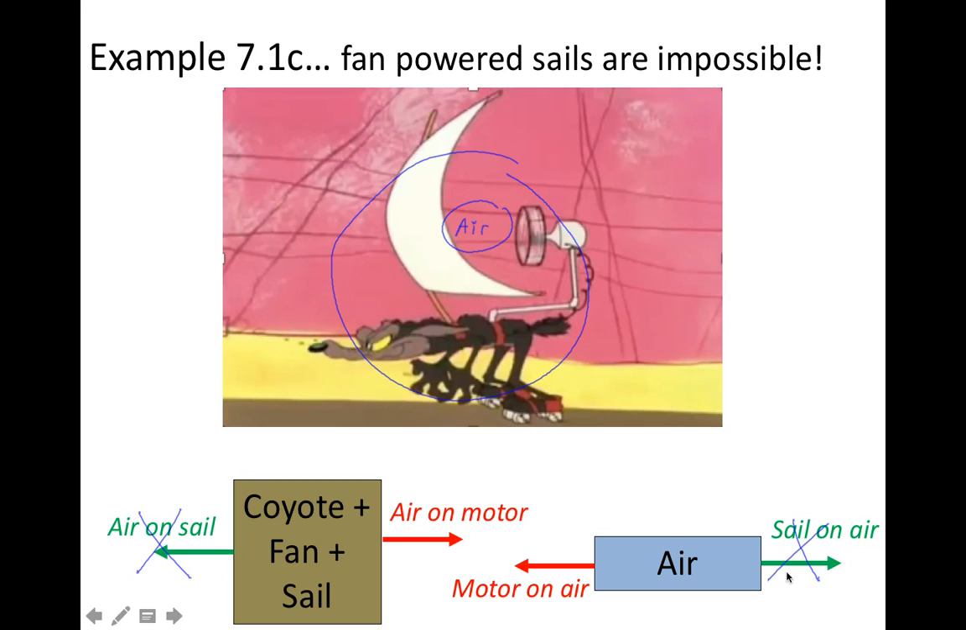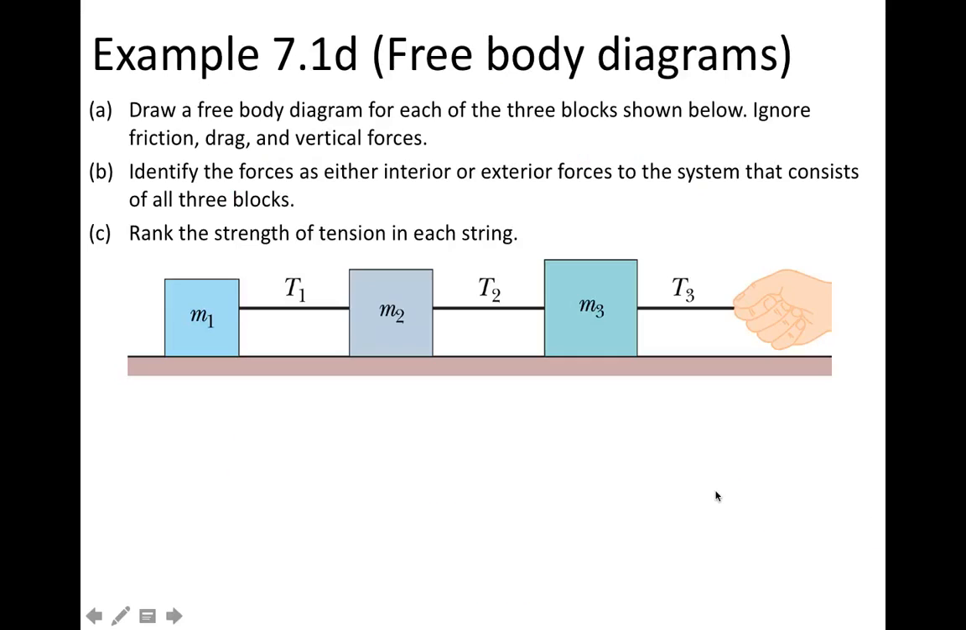And then the air would push back on the motor. And again, we have this Newton's third law pair. These two are going to cancel each other out. So as a whole, the force on the system is zero. So the Coyote, fan, and sail should not accelerate forward.